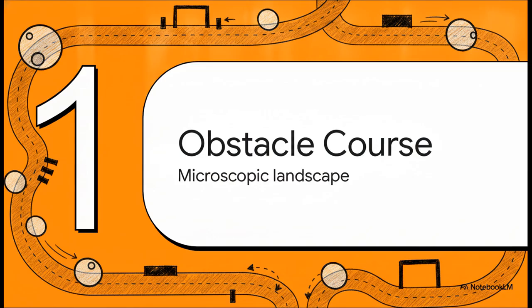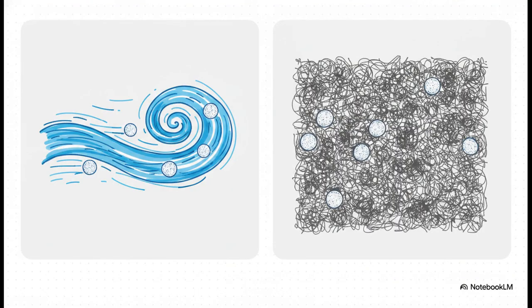Section 1. The chemical obstacle course. Let's navigate this microscopic landscape. I want you to think of chromatography as this intricate racetrack, but designed specifically for molecules. You've got two main players here. First, the mobile phase, that's a liquid or gas that sweeps your sample along. And then you have our main focus for today, the stationary phase.